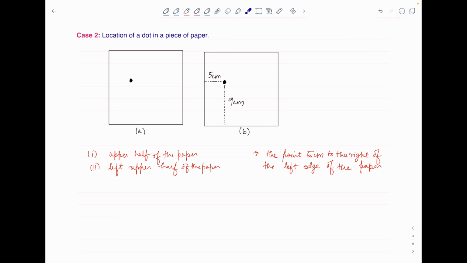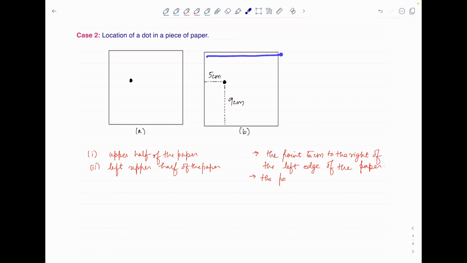He said, sorry sir, I forgot to tell you the whole story. The whole story is what? He again took a scale. He measured the distance from the bottom edge of the paper, and it came as 9 centimeter. So from the left edge the distance was 5 centimeter, from the bottom edge it is 9 centimeter.